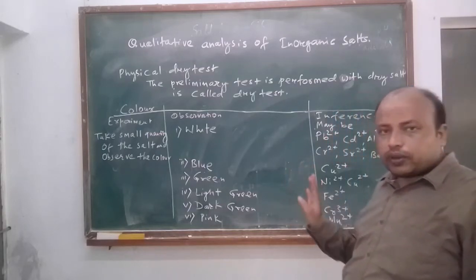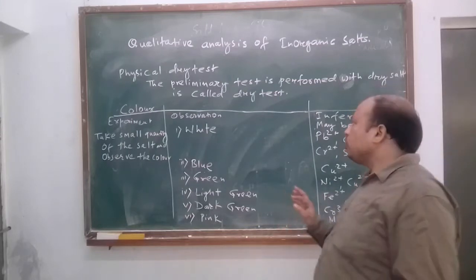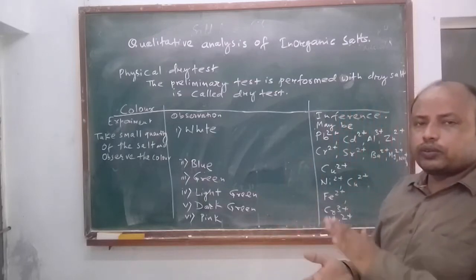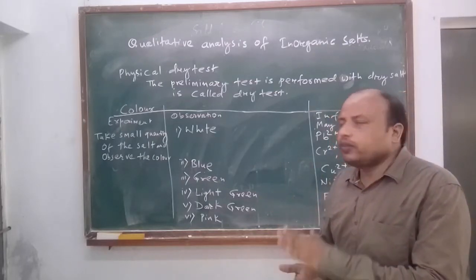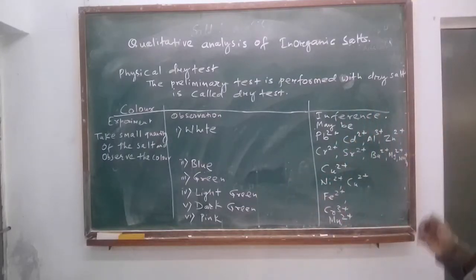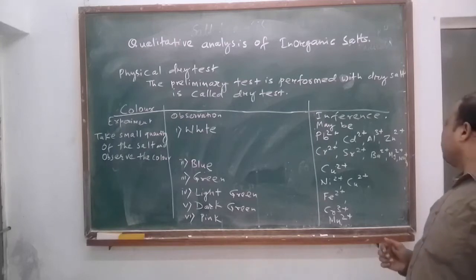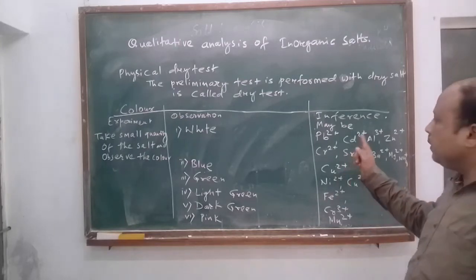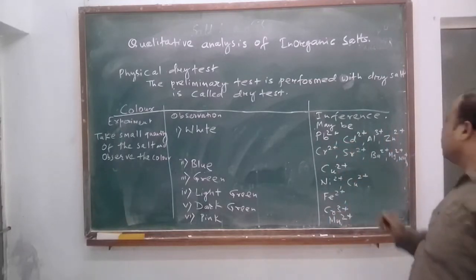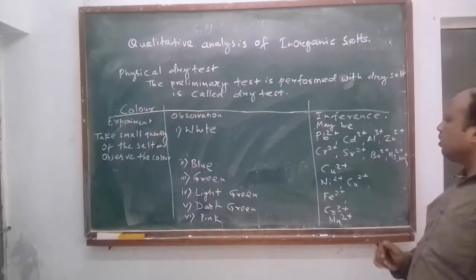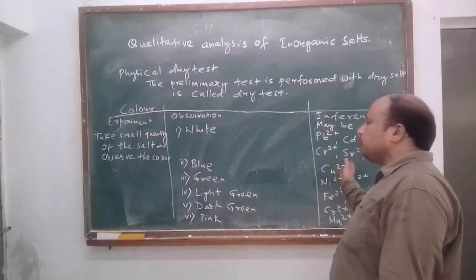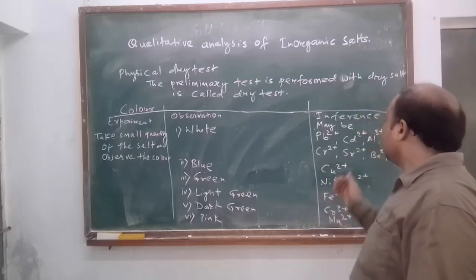It is not a confirmatory test, but we can learn something about the given salt sample. Suppose, by seeing its color, what would you do? We have to take the salt on a white paper and observe the color. If it is white, the salt may be lead, cadmium, aluminum, zinc, chromium, strontium, barium, magnesium or ammonium salt. If the given salt sample is blue in color, it may be copper salt, copper sulfate.